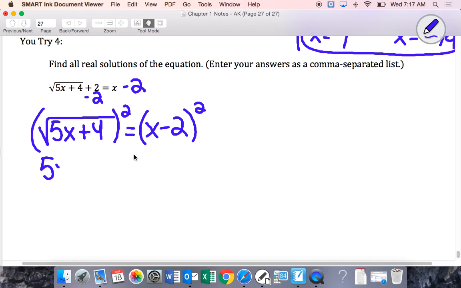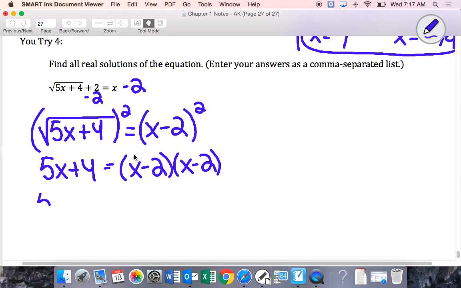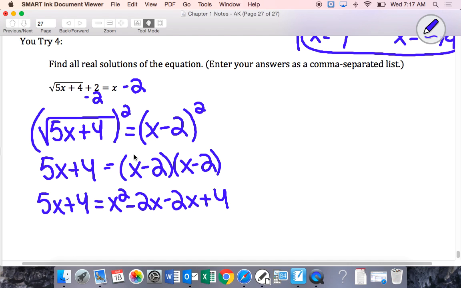So I've got 5x plus 4. Because again, when you square a radical, you just get the inside. X minus 2 squared is x minus 2 times x minus 2. Make sure you write that out. It is not x squared plus 4. You cannot bring that into both. So I multiply it out, and we combine our like terms.